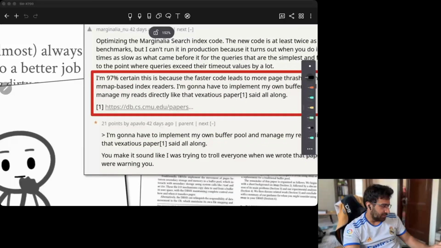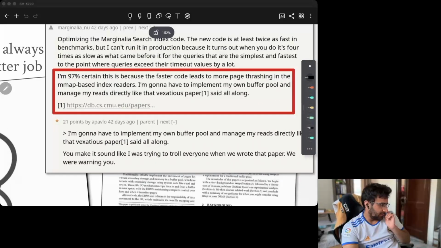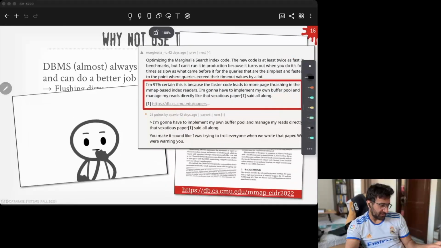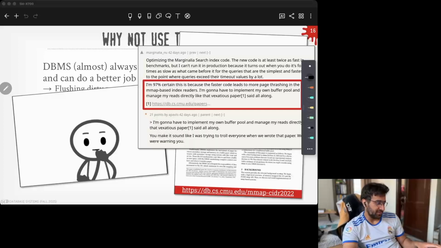Not sure what this comment is, though. It says: "I'm 97% certain this is because the faster code leads to more page thrashing in mmap-based index readers. I'm going to have to implement my own buffer pool and manage my reads directly like that." "Vex, that is okay, said all along." So I think this is some guy on Hacker News, I guess, realizing that they should not have used mmap and should have just used buffer pools all along.